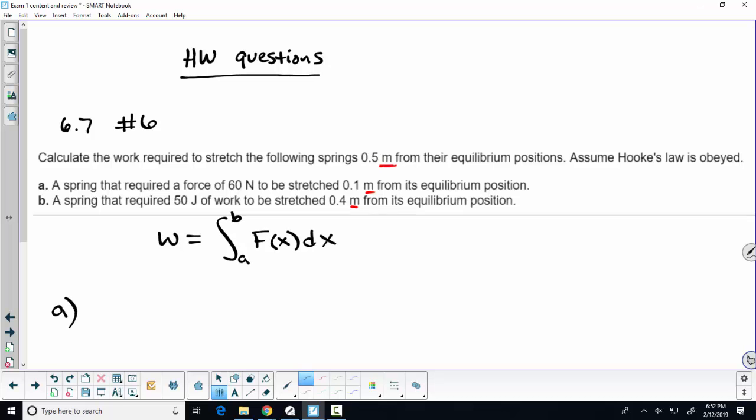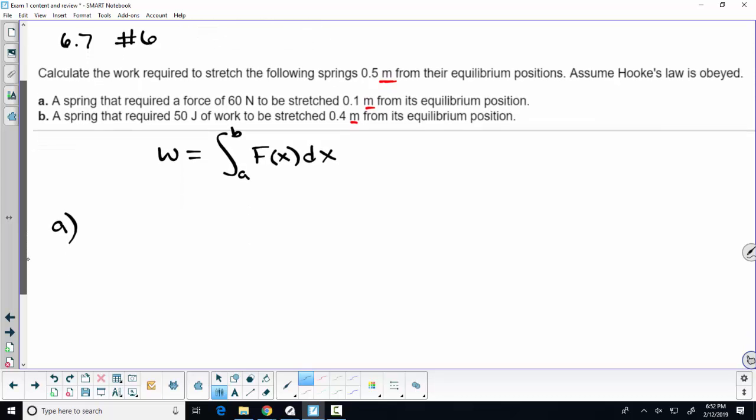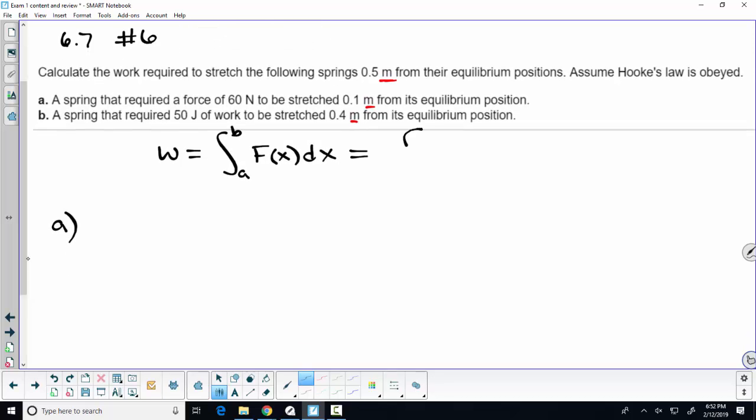All right, so part A. How do we go about setting this up? We have to find the spring constant before we integrate that function. So how do we find our spring constant? Newtons equals k times distance. Our force is given by kx, right? So are we given any of this in part A? Force is 60. And what else do we know? x is 0.1 meters.